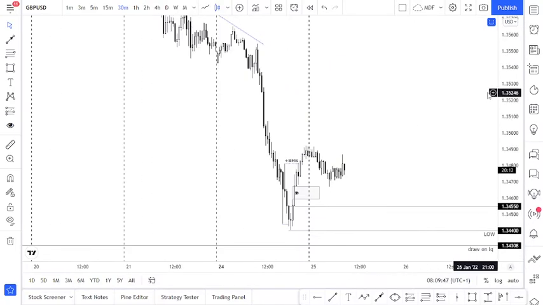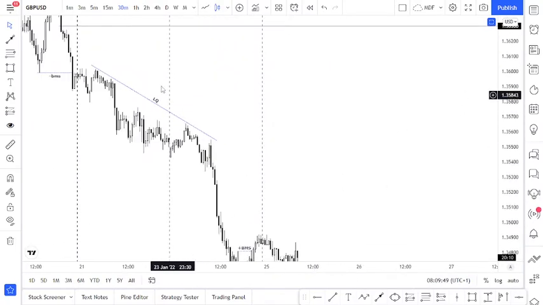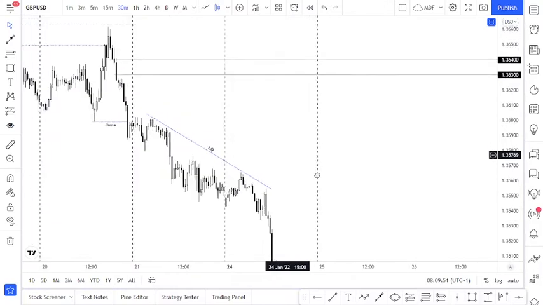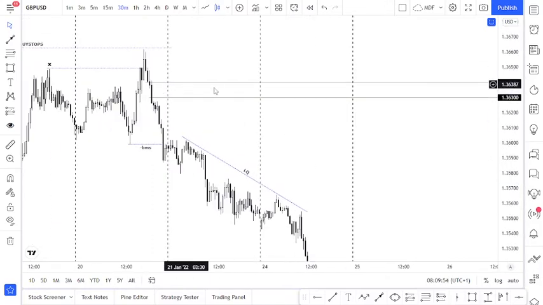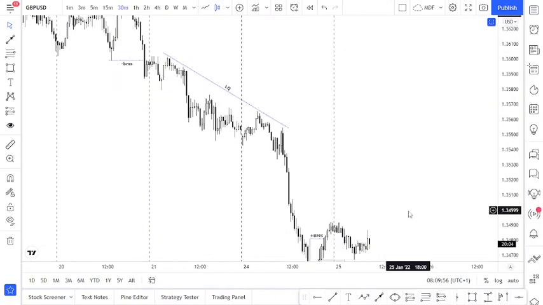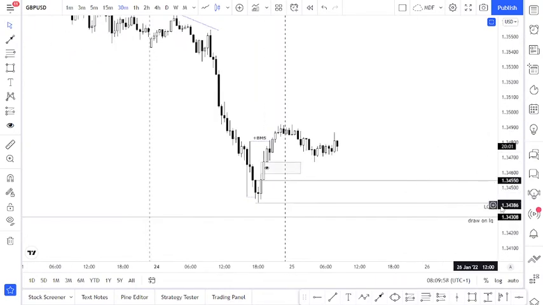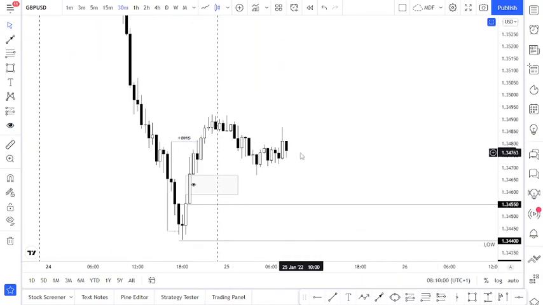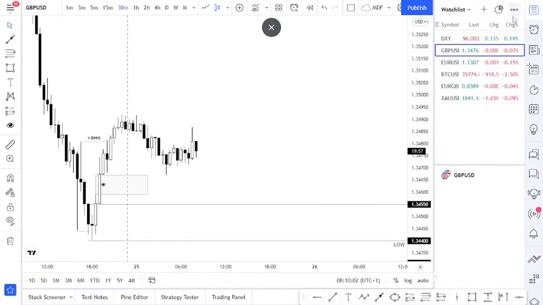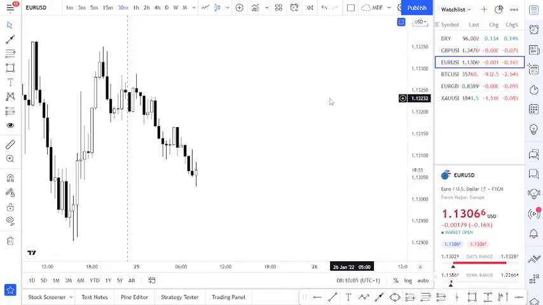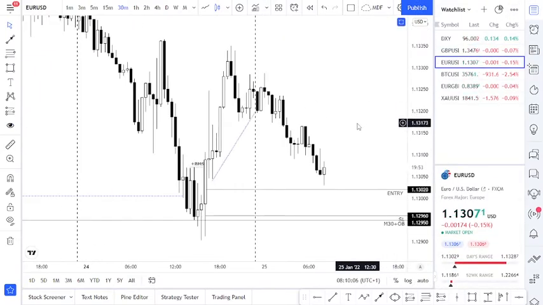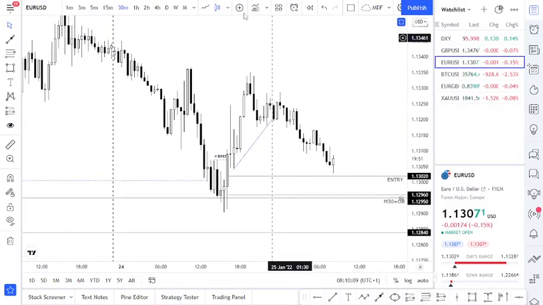If I can get an entry somewhere around that region, I'll be looking at price coming back to take out the liquidity here, then probably looking for a short position somewhere around this region. So this is basically what I'm looking out for on GBPUSD. Let's look at EURUSD also. Let's look at daily time frame.